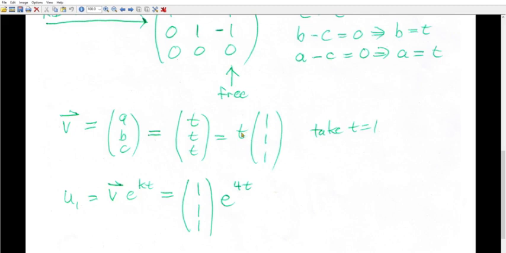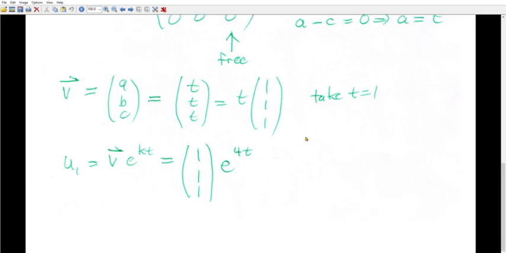Now again, any non-zero real will do here in terms of getting an eigenvector, so we might as well take T equals 1. And that's going to give us an eigenvector of 1, 1, 1. So we're going to have 1, 1, 1 e to the kt as our solution. K, as you'll recall here, was 4. So U1 is the vector 1, 1, 1 e to the 4t.